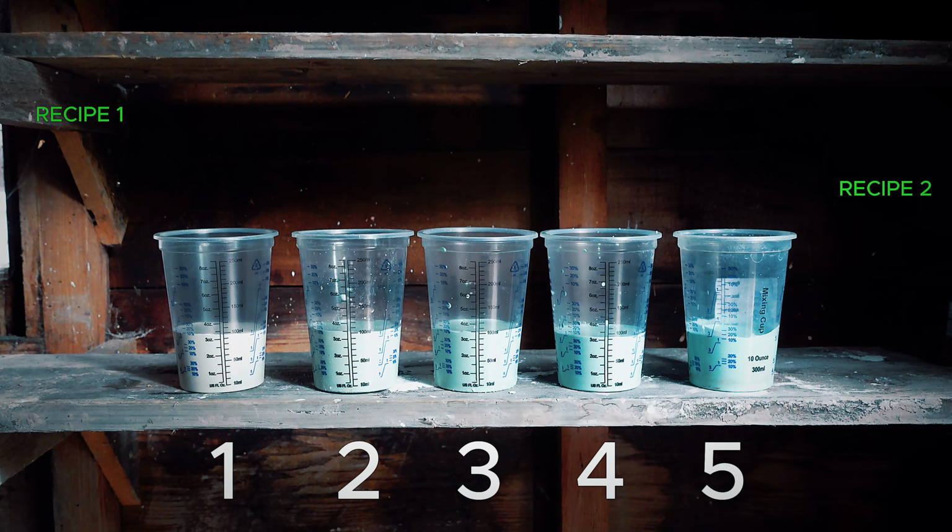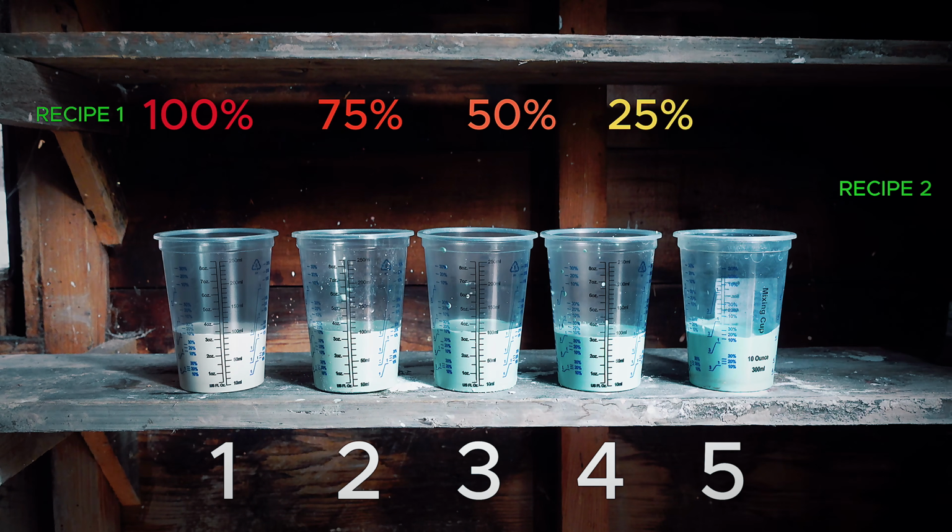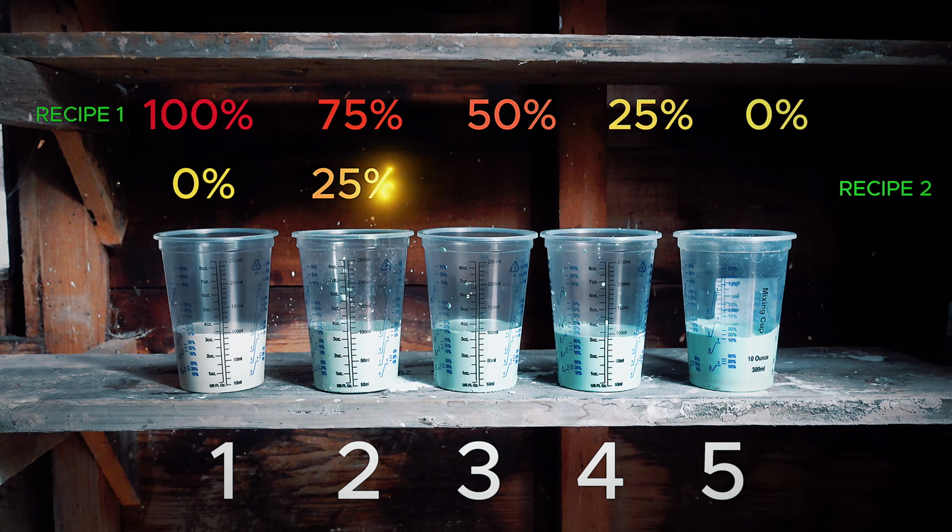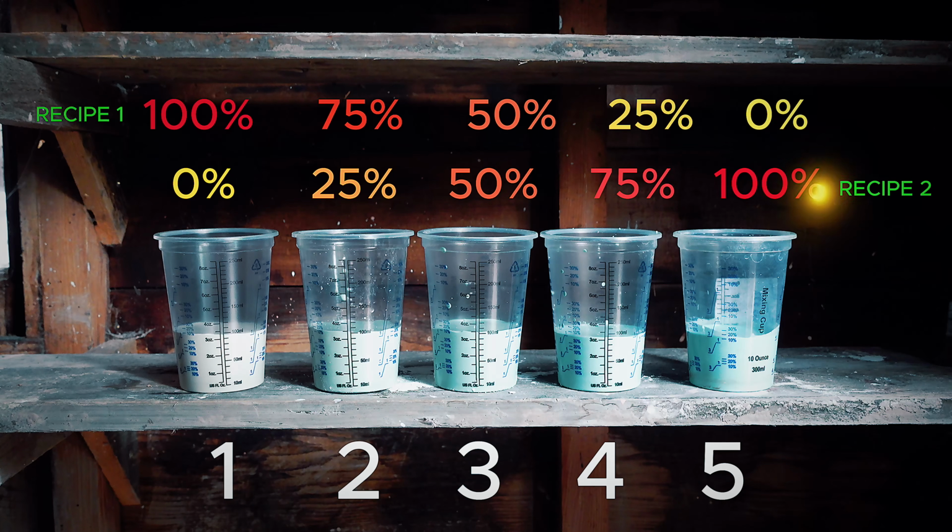So let's say you've got 5 cups, then cup number 1 is going to be 100% recipe number 1, and then in cup number 2 you're going to pour 75 ml, and in glaze test number 3 you're going to put 50%, then 25% and nothing. Then you're going to get your recipe 2 and put 100% into glaze test number 5, then add 75% into glaze cup 4, then 50 into 3 and 25 into 2 and nothing into 1. So you're going to have this perfect blend between the glossy and the matte glaze.